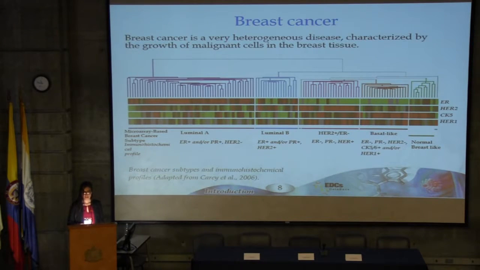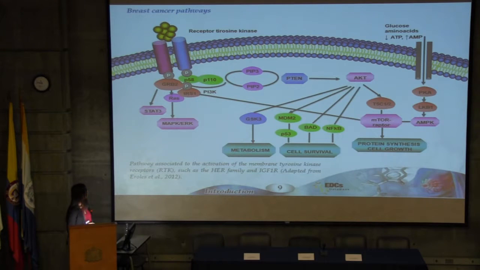Breast cancer is a very heterogeneous disease. As you can see here, there are differences even between patients. However, this can be subclassified into different subtypes according to the immunohistochemical profile: luminal A, which is the most common breast cancer subtype; luminal B, which is the most aggressive; HER2 positive, which have an overexpression of the epidermal growth factor receptor 2; and basal-like and normal breast-like, which are also considered triple negative because of the lack of overexpression of the estrogen receptor, progesterone receptor, and the epidermal growth factor receptor.